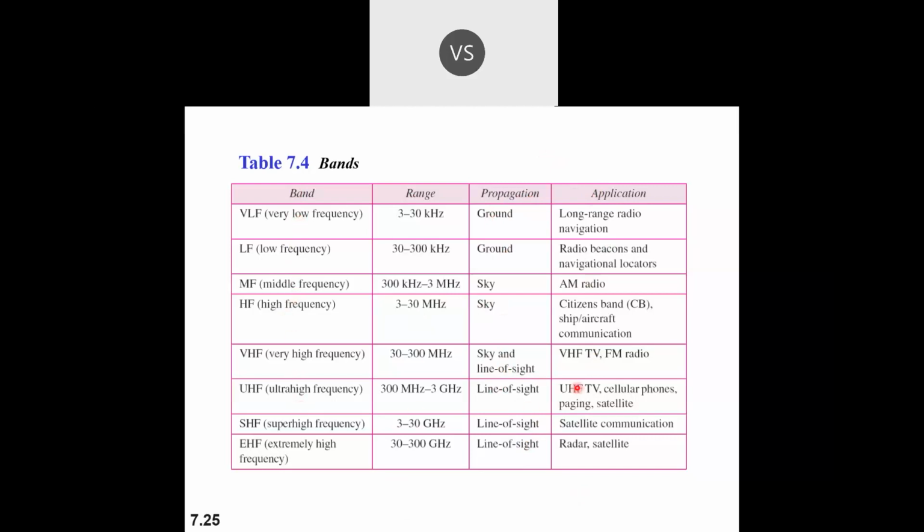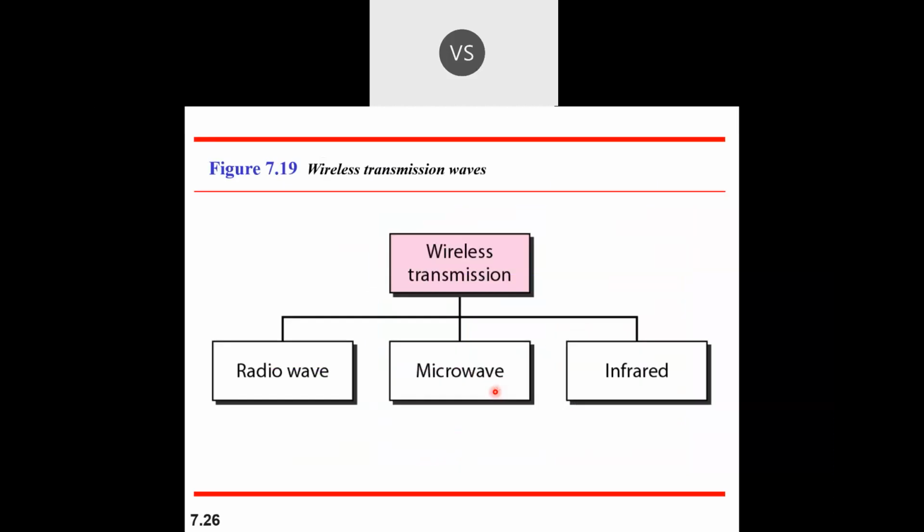Satellite communication goes from 300 megahertz to 300 gigahertz, and we require line of sight antennas from Earth station to satellite, and satellite to Earth station. So there are three basic classifications in our wireless transmission: radio, micro, and infrared.